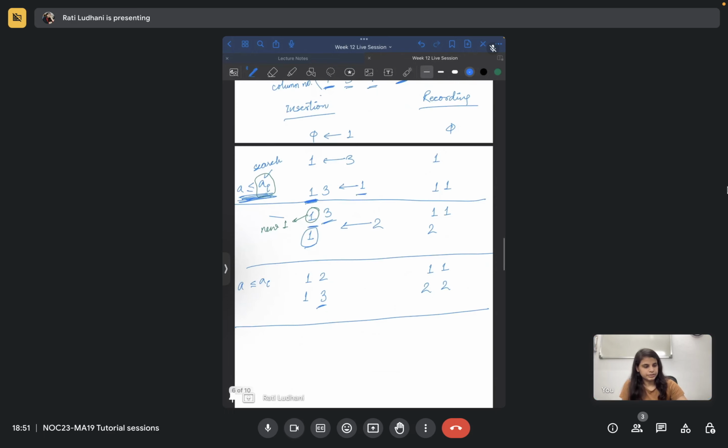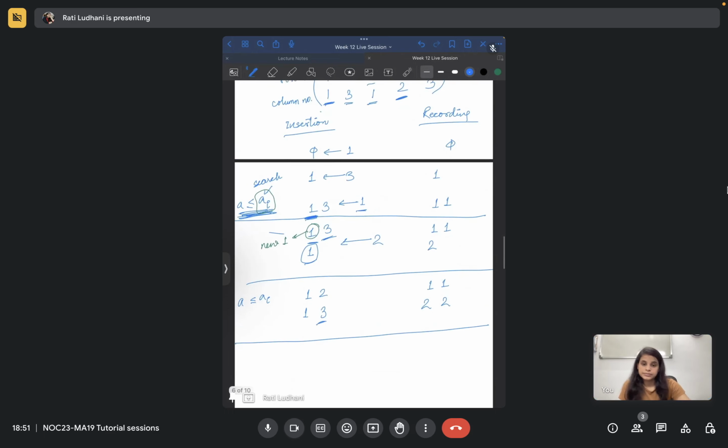Either one, ma'am, we insert 1. So less than or equal to 1 is possible, and 3 is also possible. We will give either 1. We bump out. So in which step?